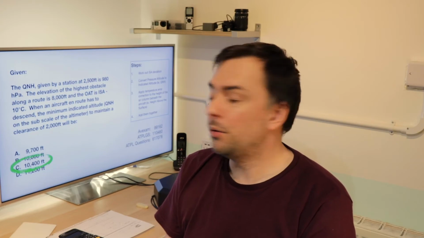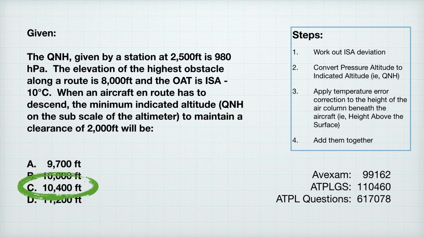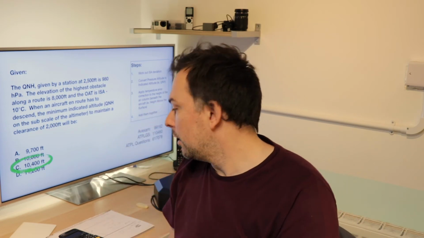Yes, it is. Okay, and as I said, that question on AvExam is 99162. The question on ATPL GS is 110460. And on ATPL Questions, 617078. As ever, if you've got it on Bristol, put it in the video comments below for me, that would be great. Alright, let's move on to the next one.